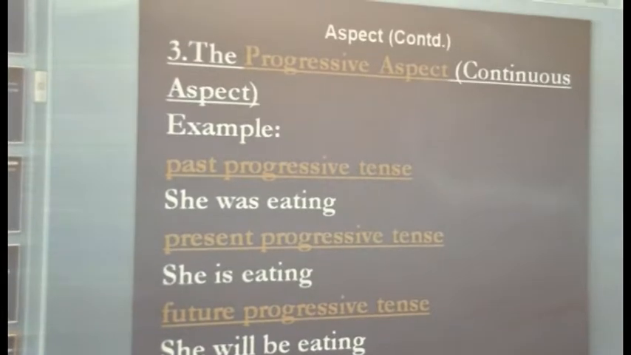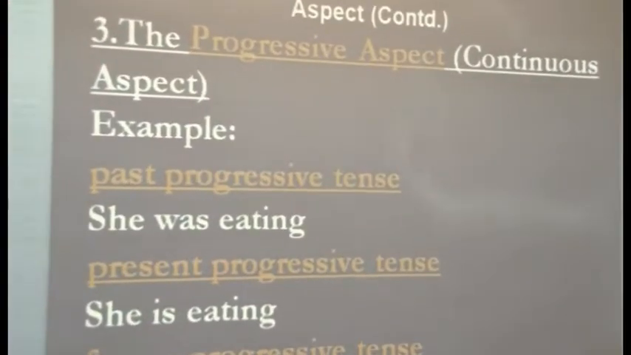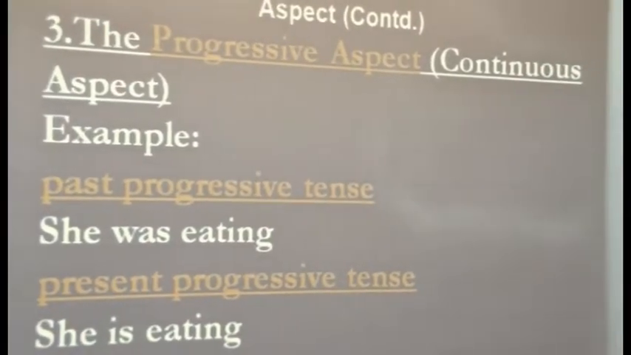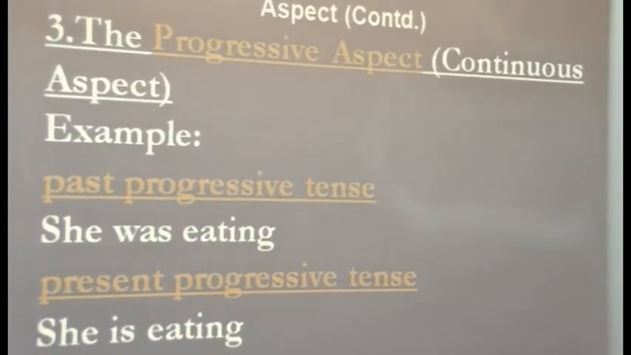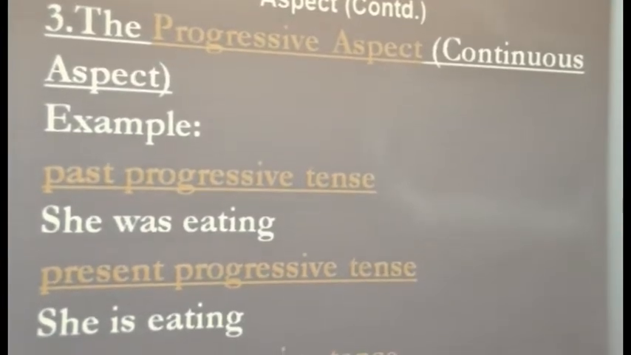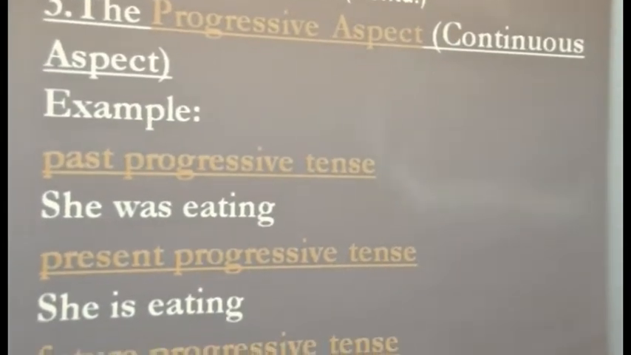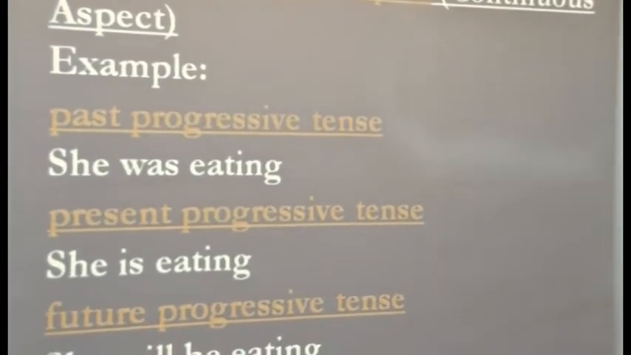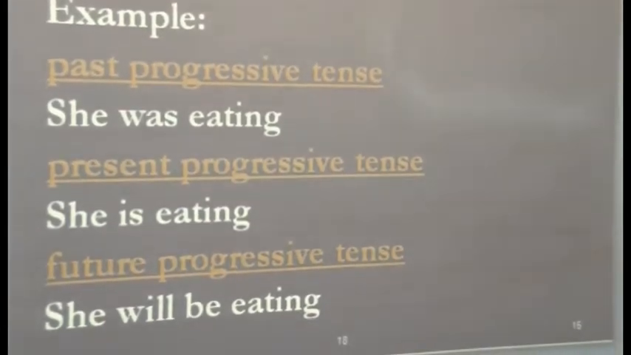And then we go to the third aspect, which is the progressive aspect, that is the continuous aspect. At times we call it the continuing aspect. Now, the examples are also there. I have about four of them. Past progressive tense, she was eating. Present progressive tense, she is eating. Future progressive tense, she will be eating.